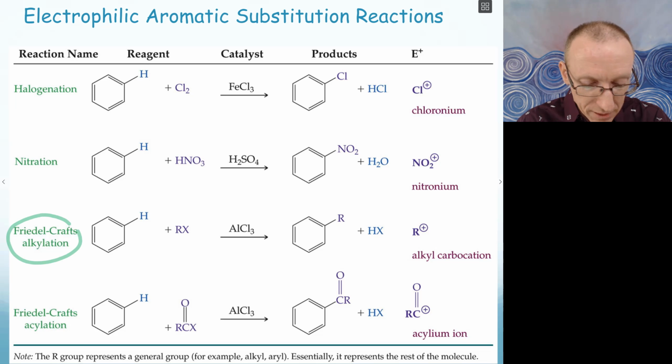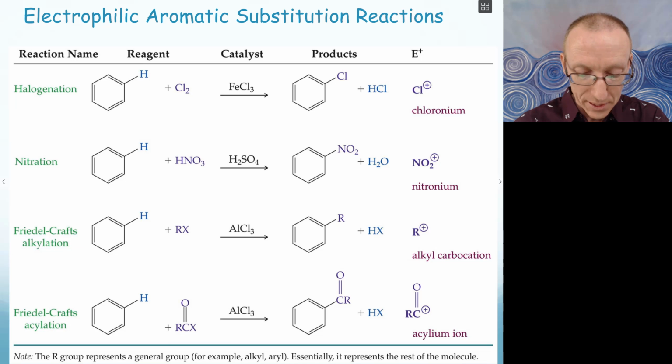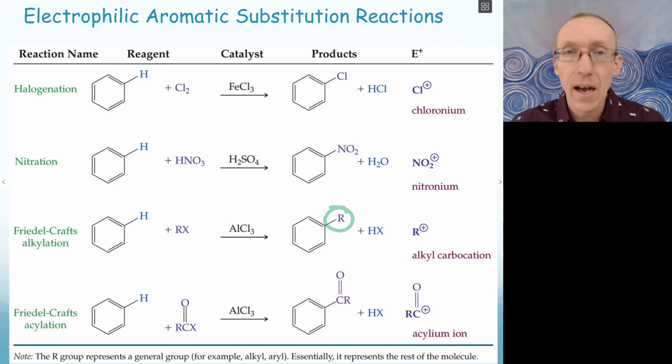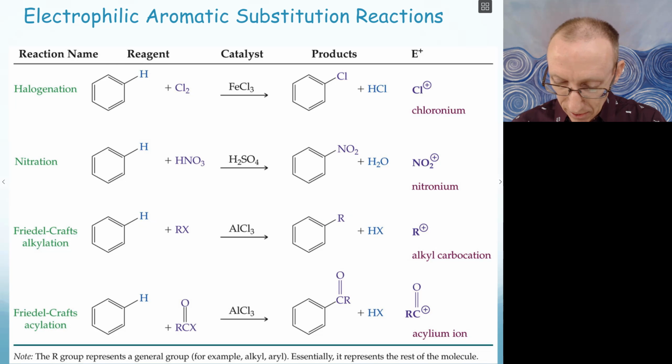We do Friedel-Crafts alkylation reactions. So this is where we take an alkyl halide or a haloalkane and a strong Lewis acid, aluminium trichloride, and we replace the hydrogen with an alkyl group. And so this goes through an intermediate, which is an alkyl carbocation.